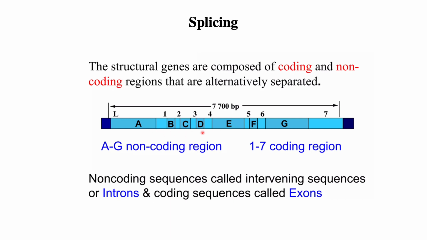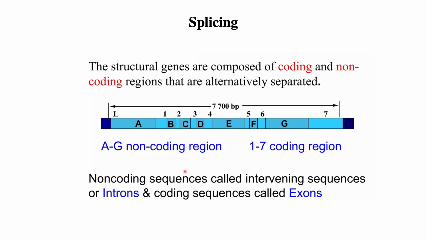For example, the alphabets here are the coding regions, and these coding regions are called exons. We can see we have 1, 2, 3, 4, 5, 6, 7 exons here, and these exons are separated by 7 introns. Introns are the non-coding regions, and they are denoted by numbers here. What happens in splicing is that the non-coding regions, denoted by numbers here, are cut off, and the final transcript only has the alphabets, that is the coding regions.